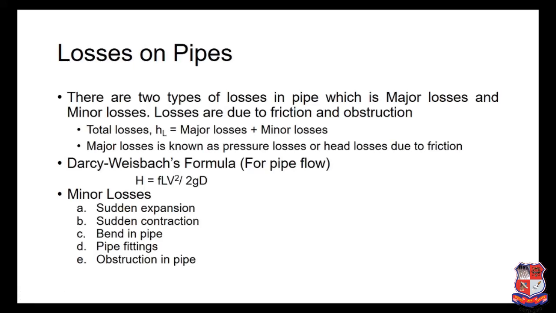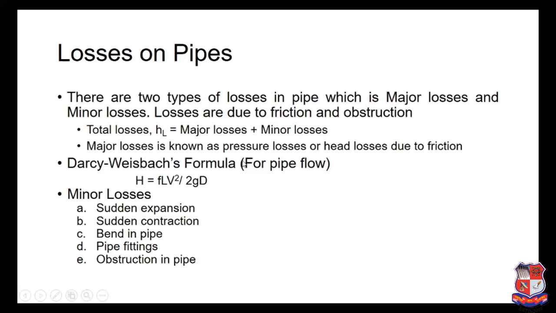Then comes the losses in pipes. When we are supplying water through pipe, then there will be losses in the pipe, right? This is not the water losses, but there are two kinds of losses in pipe, which are major losses and minor losses. And these losses are due to the friction and obstruction. Right, it is not water losses, but these losses are due to the friction and obstructions in the pipe. So total losses or HL will be equal to major losses plus minor losses.